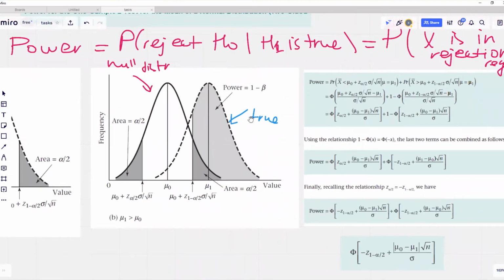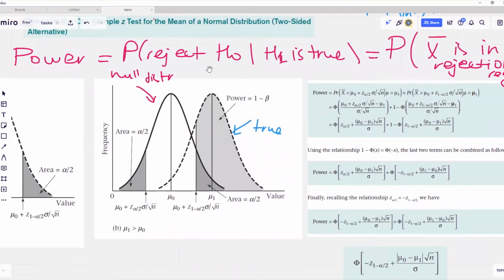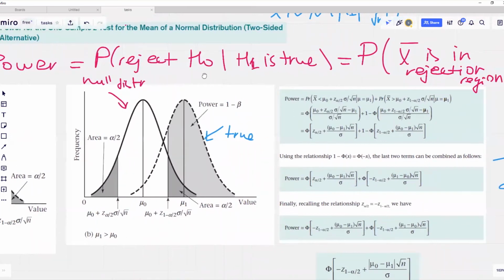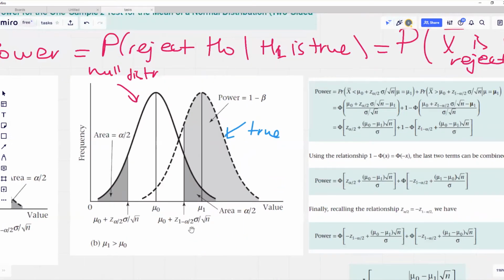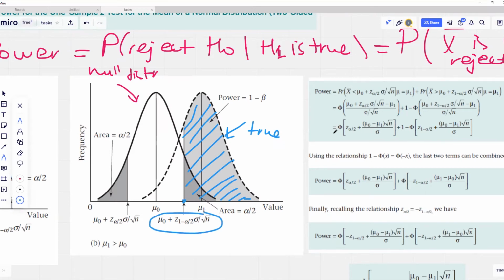So this is our true distribution, this is our null distribution. Then in this case, the probability that X bar is greater than this critical point is shown by the area under our true distribution to the right of this critical point here, right? So this blue area corresponds to this probability here.